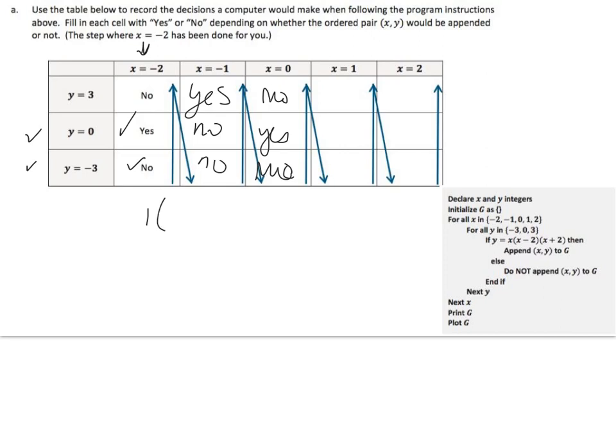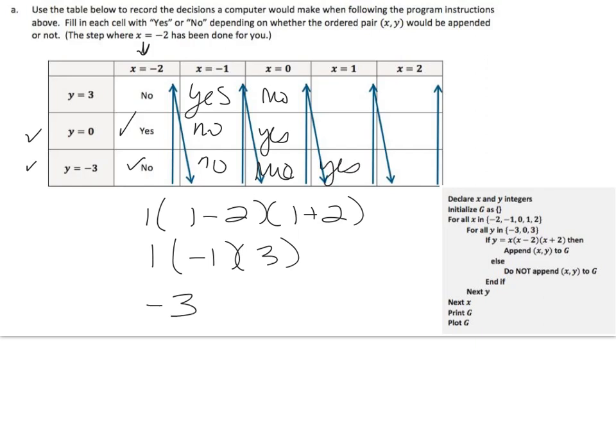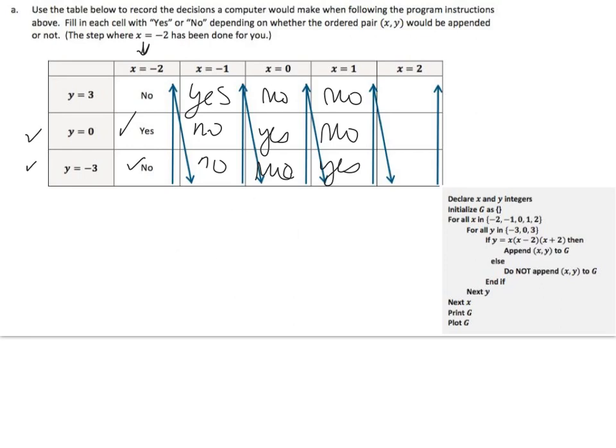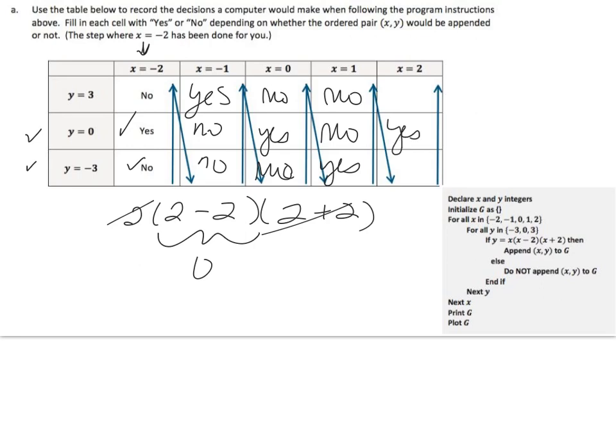X equals 1. 1 times (1 minus 2) times (1 plus 2). I've got 1 times (1 minus 2) is -1 times 3 gives me a -3. And then x equals 2. 2 times (2 minus 2) times (2 plus 2). Well, this center term right here gives me a 0, which knocks everything out because 0 times anything is in fact 0. All right, there we go.